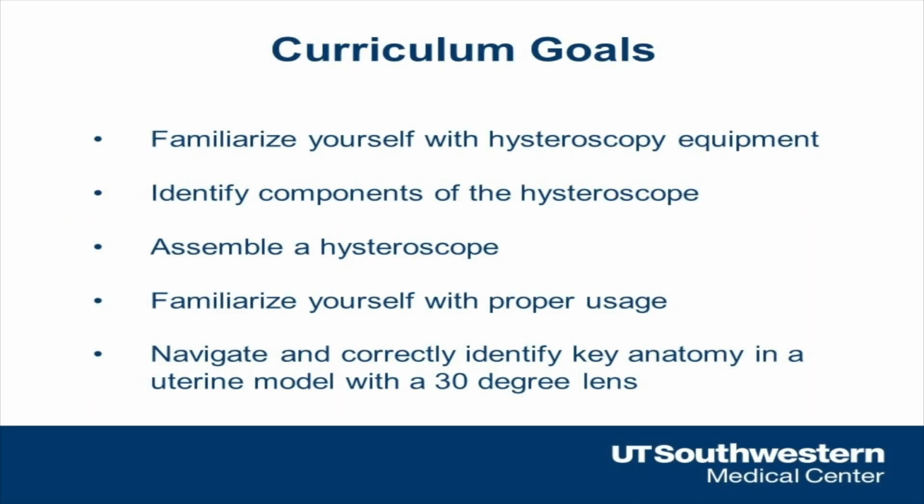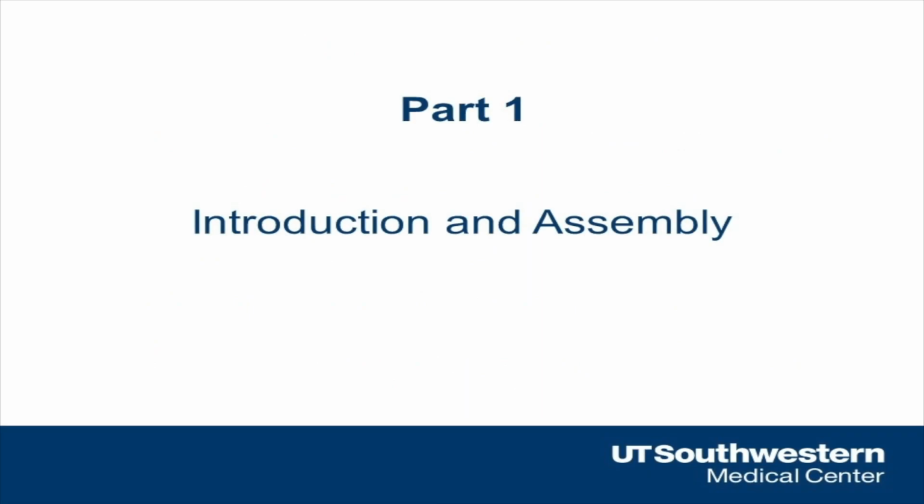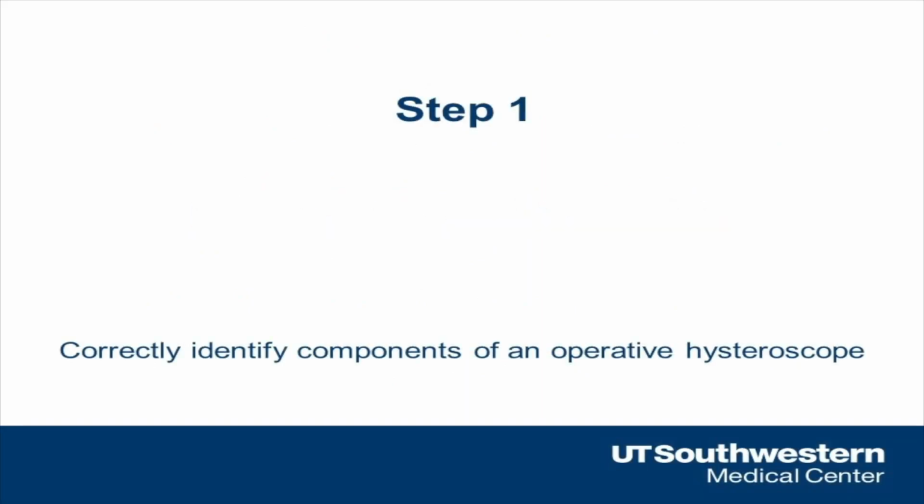The goals of this curriculum are to familiarize yourself with hysteroscopic equipment, identify components of the hysteroscope, assemble a hysteroscope, familiarize yourself with proper usage, and to navigate as well as correctly identify key anatomy in a uterine model with a 30-degree lens. The first step is to correctly identify components of an operative hysteroscope.